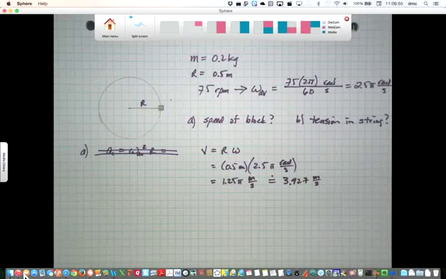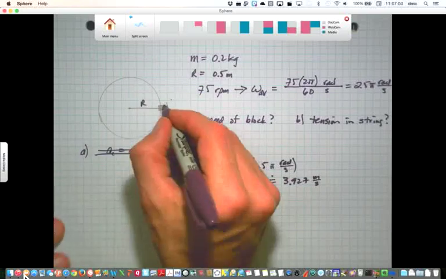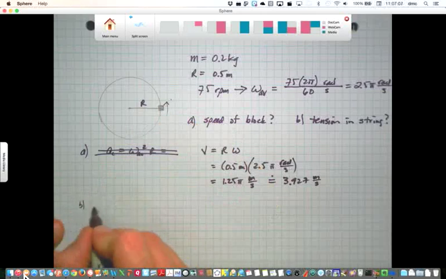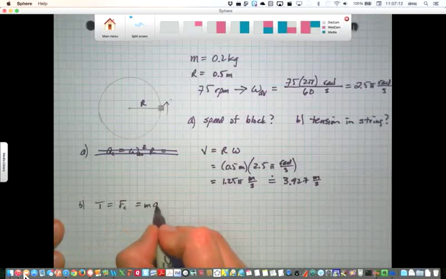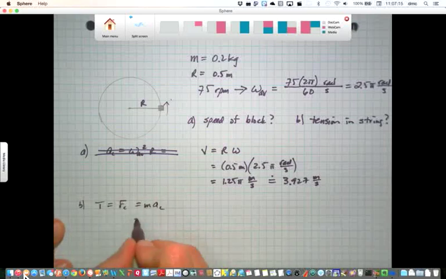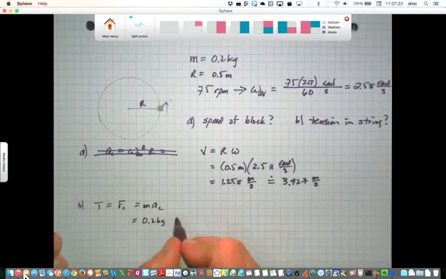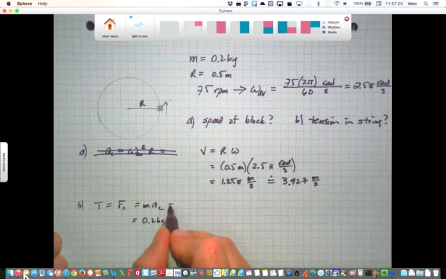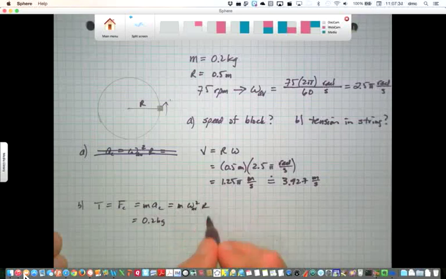B, what's the tension in the string? Okay, well, the tension in the string is acting as the centripetal force. That's what's keeping the block on its circular path. So the tension in the string is the centripetal force, which is the mass of the block times its centripetal acceleration. The mass of the block is 0.2 kilograms. The centripetal acceleration is omega squared r. So I'll take, let me actually write this out here, m, and then omega angular velocity squared times r.